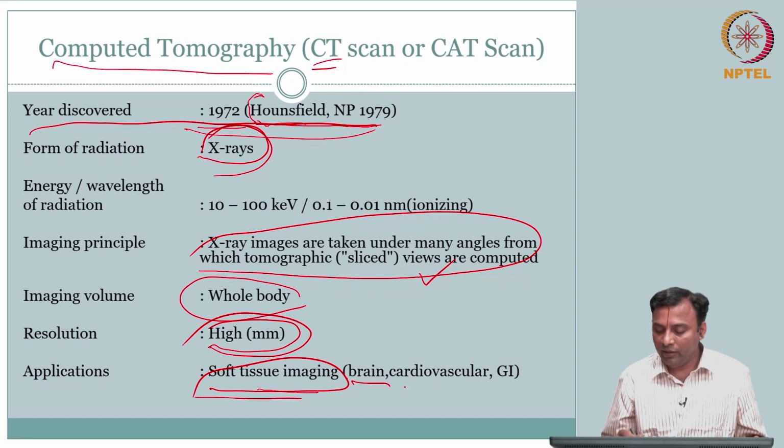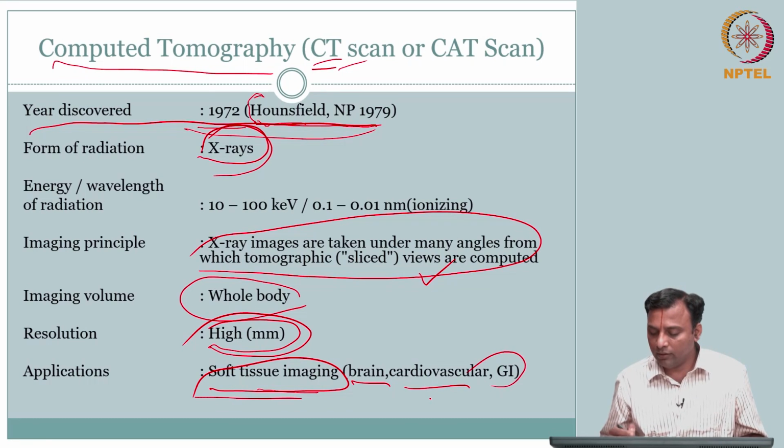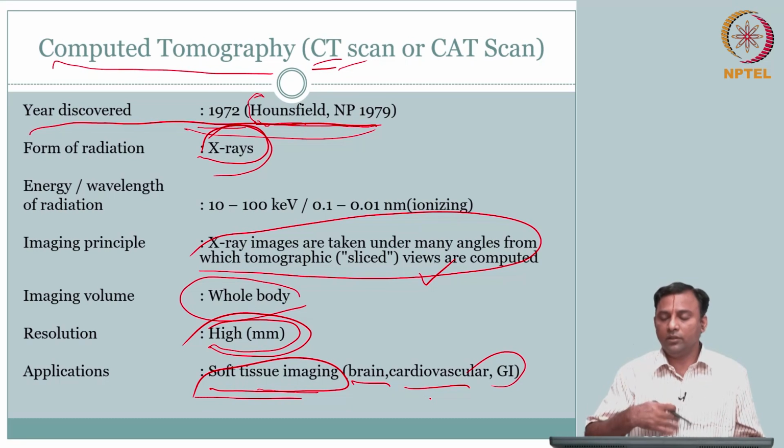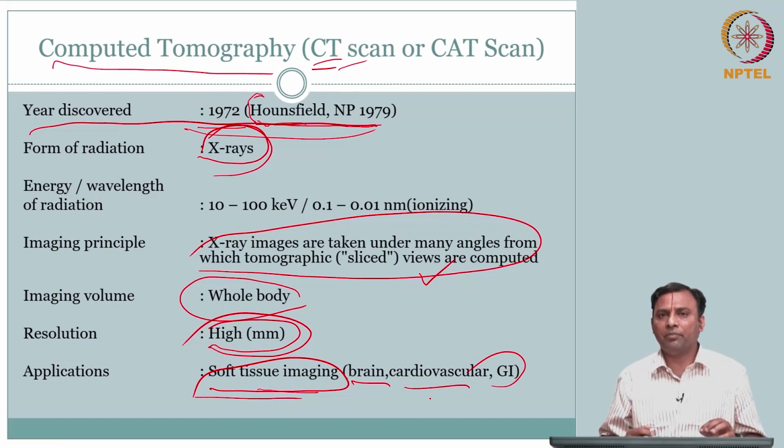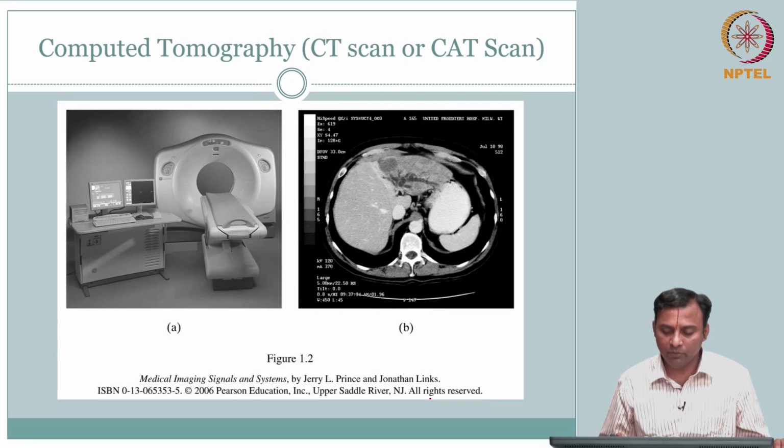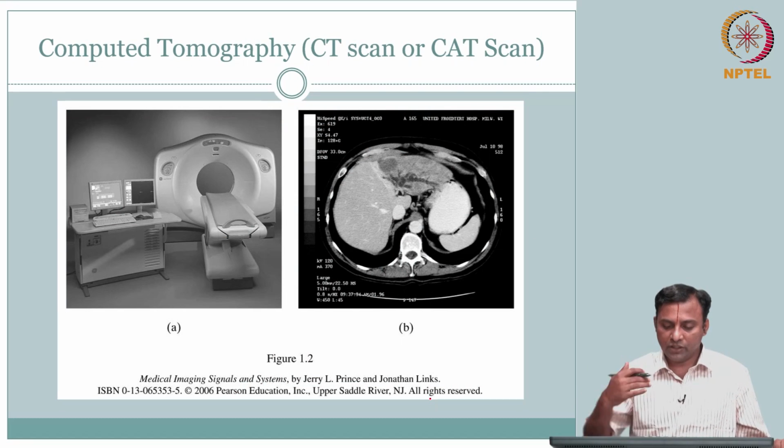Okay. So brain we actually saw some example, cardiovascular, CT angiography, you would have heard about that. And then GI, your gastrointestinal, so you can do a lot of CT. In fact the example image that I have is also going to be from a cut section through the abdomen.